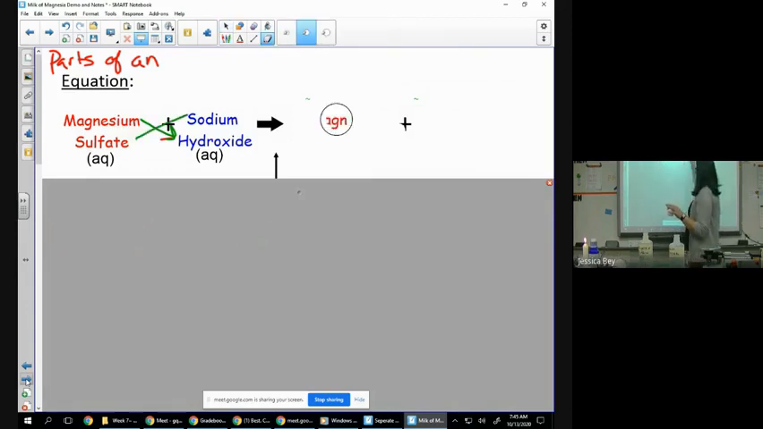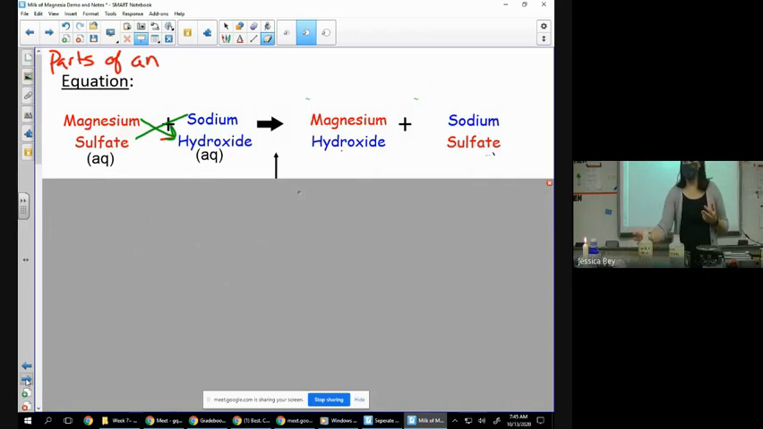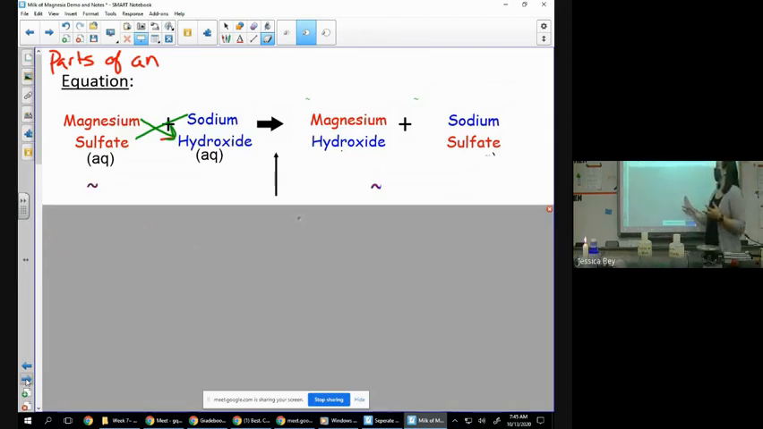So let's write those out. Magnesium hydroxide and sodium sulfate. So that is what a chemical reaction would look like. Now, you will have to know how to write the equations and balance it and do all that stuff later. But before we can get to all that, we got to talk about the parts of the reaction.